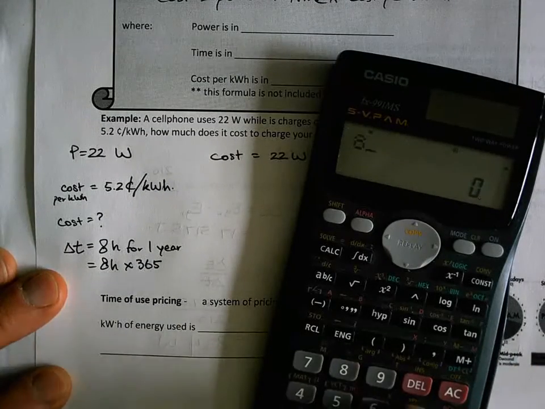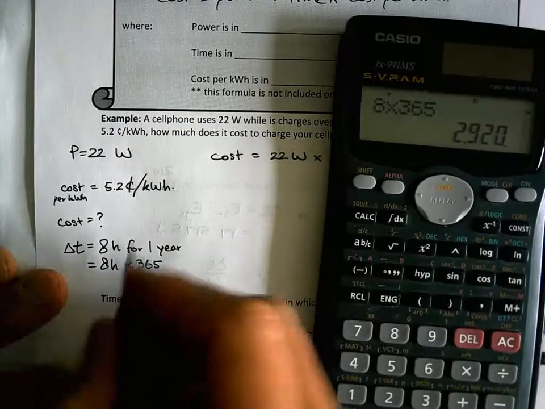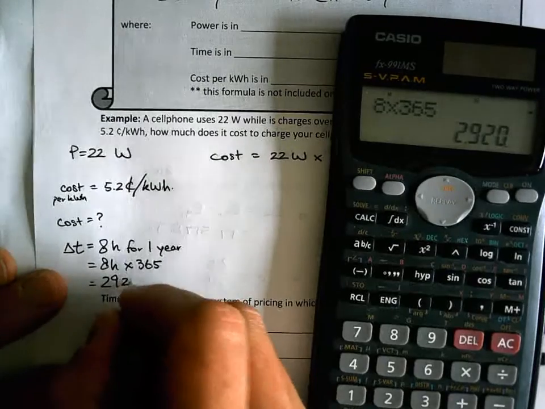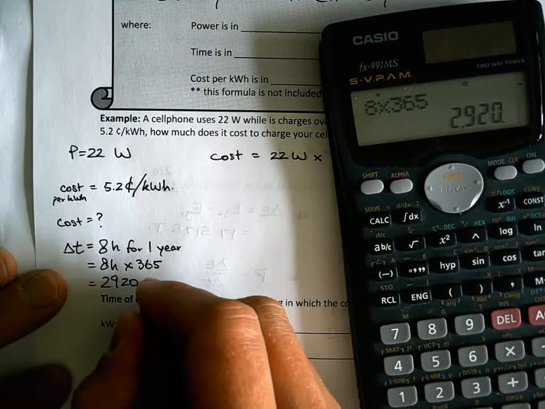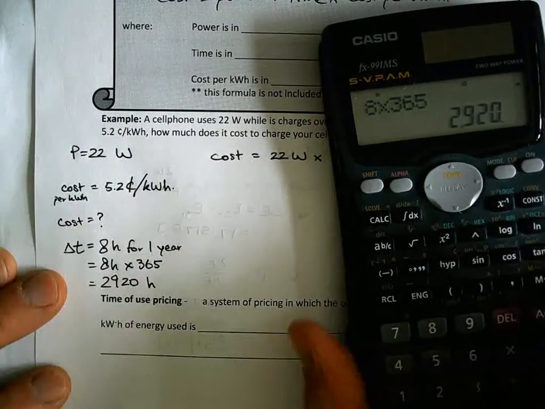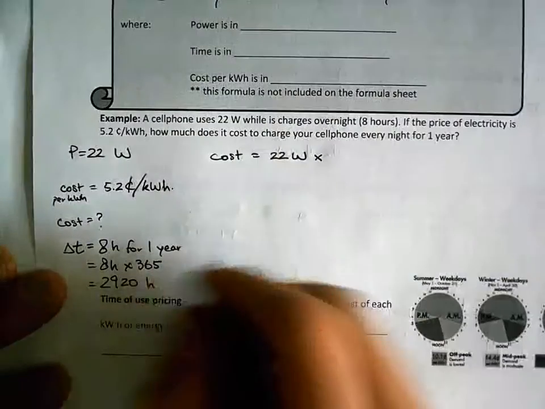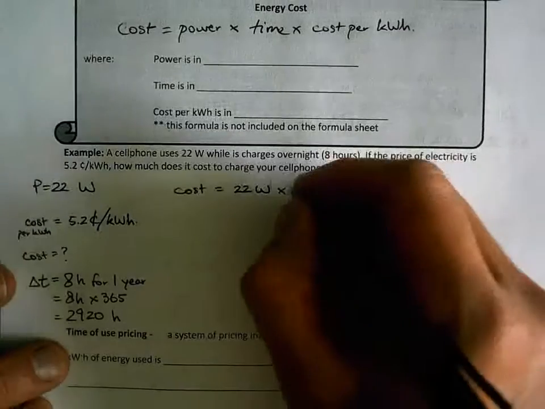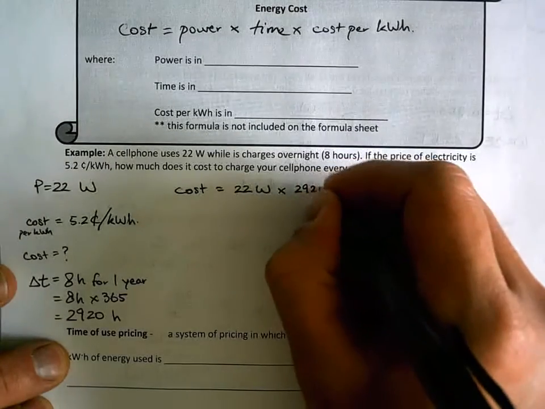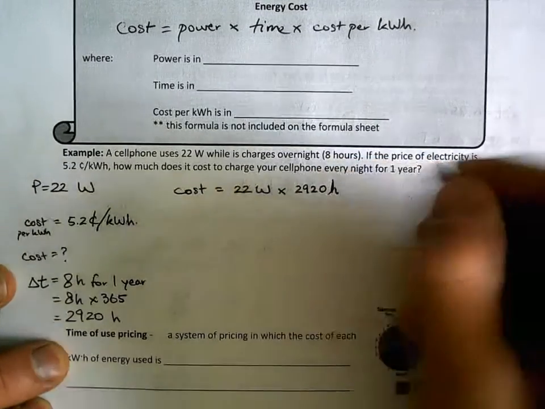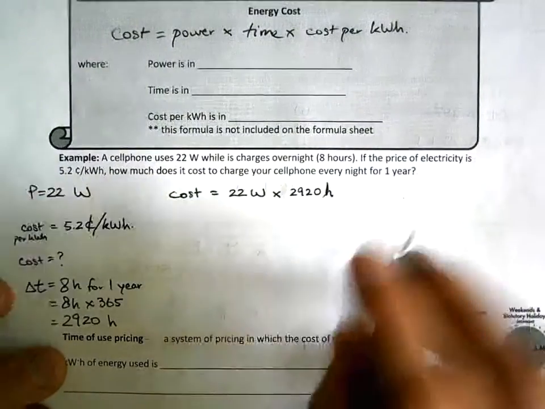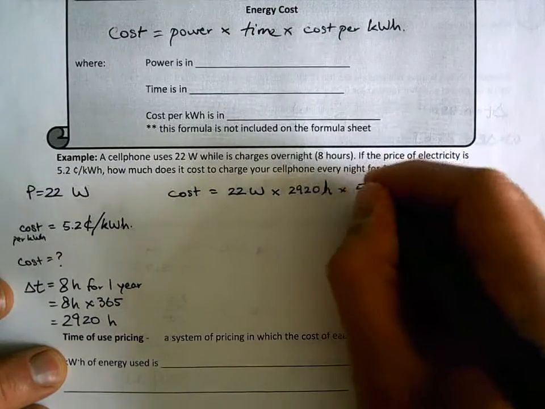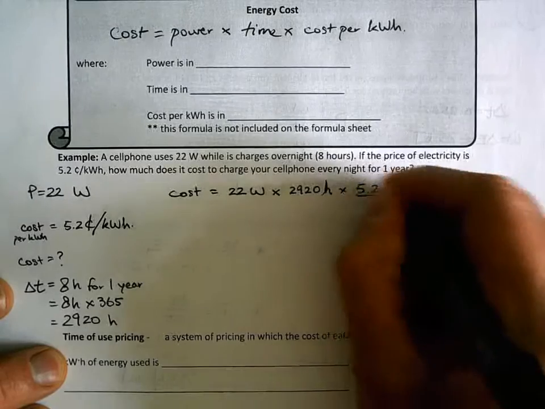That's going to give me 8 times 365, that's 2,920 hours per year. So we have our cost, which is 22 watts. Then we have 2,920 hours. And then we need to multiply by the price, which is 5.2 cents per kilowatt hour.